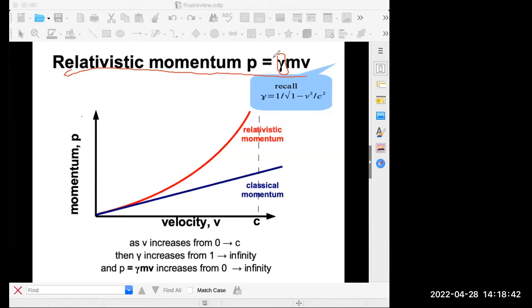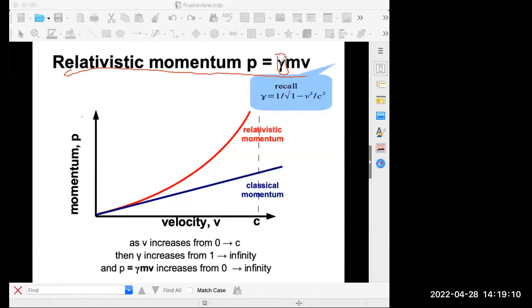But at high speeds, gamma gets bigger than 1, much bigger than 1. As you approach the speed of light, the gamma factor approaches infinity. And so it changes the relativistic momentum. So in relativistic mechanics, unlike classical mechanics, you have a speed limit. Nothing can go faster than the speed of light.